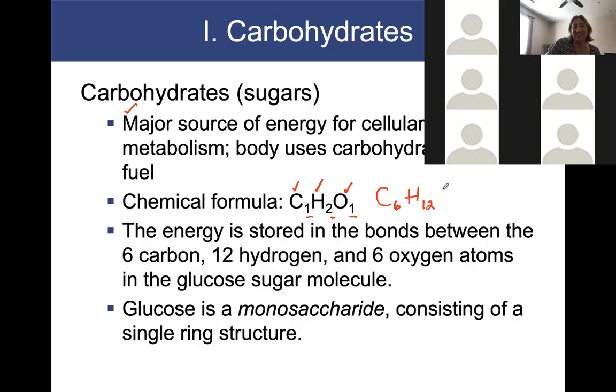Go ahead, 12. And then how many oxygens are there? 6. Perfect, 6. So C6H12O6, and that is glucose, okay? The energy is actually stored in the bonds between the carbons and the hydrogens and the oxygens. Glucose is a monosaccharide. Mono means 1, saccharide means sugar. It's a single ring structure. Okay, so glucose is a simple sugar.